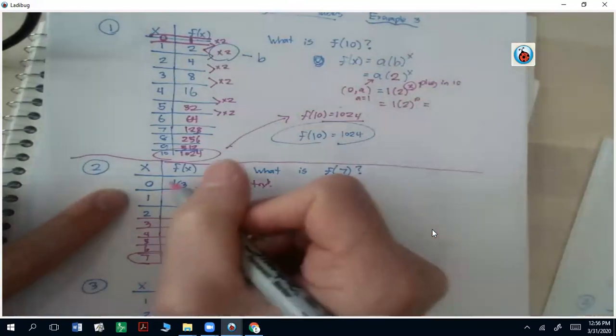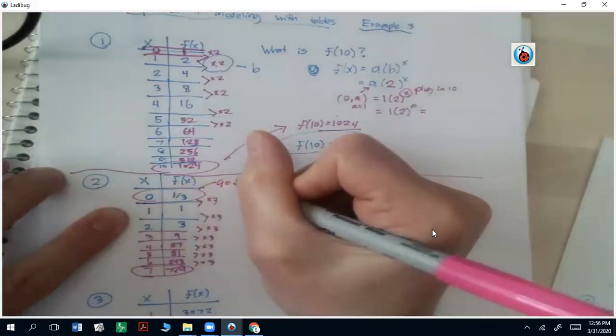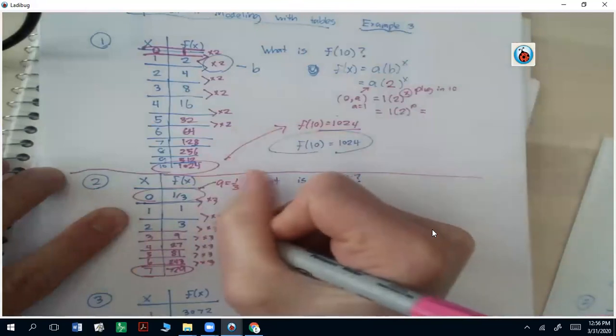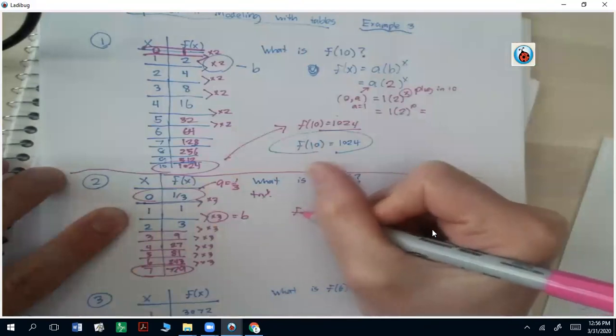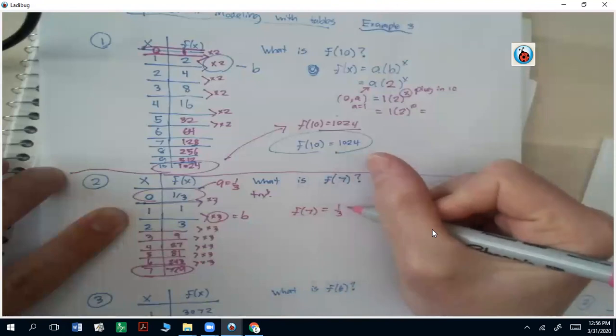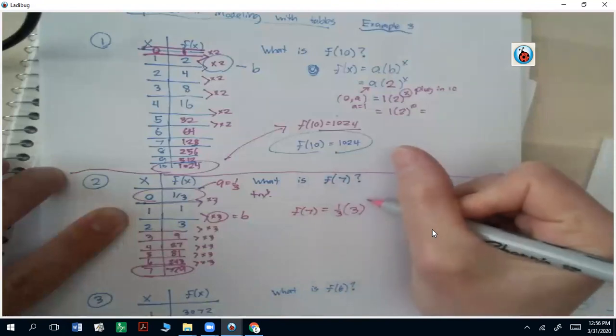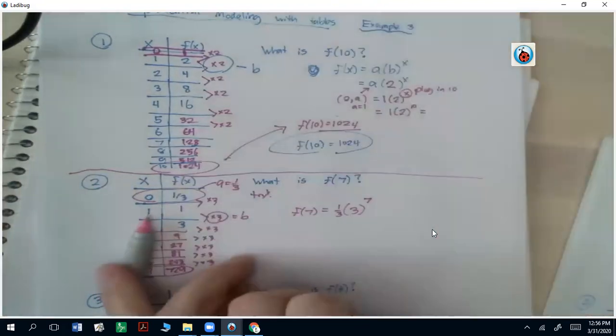You can also note that it starts at 0. So your A value is going to be 1/3 in this case, and your B value is going to be 3. And you could simply do f of 7 is equal to 1/3 parentheses 3 raised to the 7th power. And that should give you 729.